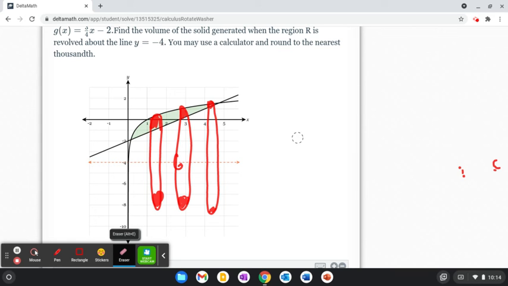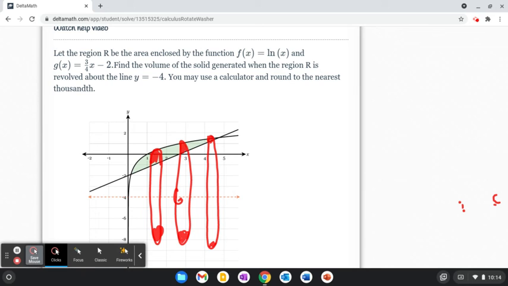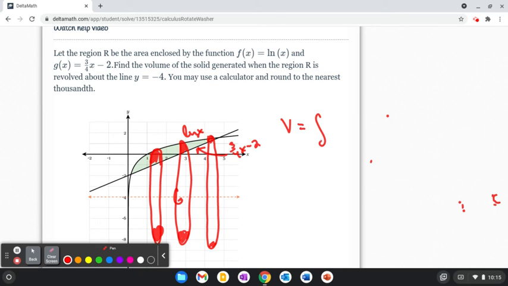All right, let's figure out, first of all, which function is which, so we make sure we get the top and the bottom correct. So let's go ahead and label that. The one is a natural log, so that's got to be the curved one because the other one's just a linear function. So the top one is going to be our ln of x, and then the bottom one is our 3/4 x minus 2. All right, so we're going to do the top minus the bottom, or the outer squared minus the inner squared. So our volume, now actually for this one, it doesn't tell us anything about a limit. So we do need to find those 2 limits first of all.